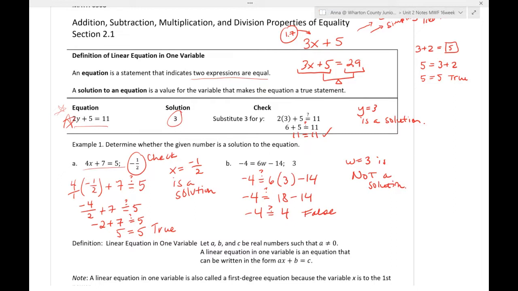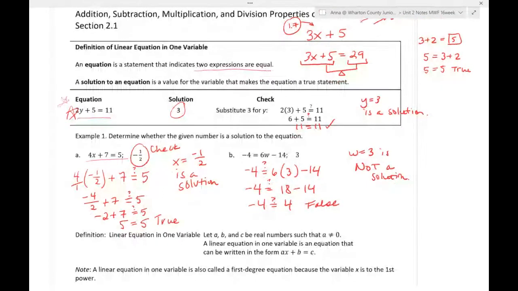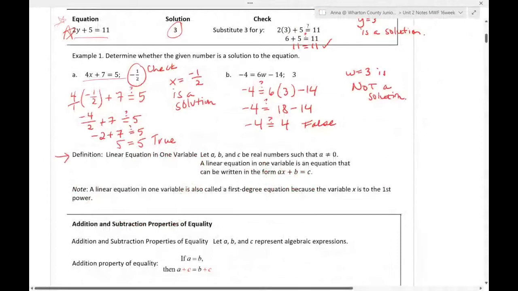So in this unit, you're trying to find the truth. That could be philosophical, but in this case, it's literally, can we find true statements? So the definition of a linear equation in one variable, right here, we have: let A, B, and C be real numbers such that A is not equal to 0, because A equals 0 would cancel out the entire variable, so we can't have that. A linear equation in one variable is an equation that can be written in the form ax plus b equals c. That's like the example I gave at the beginning, 3x plus 5 equals 29.